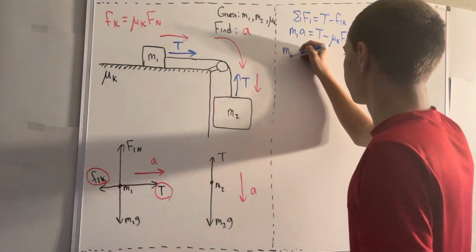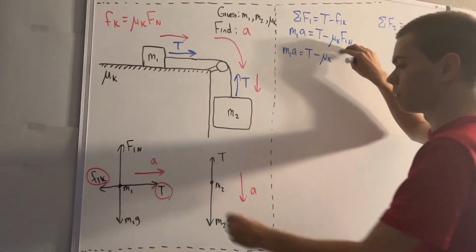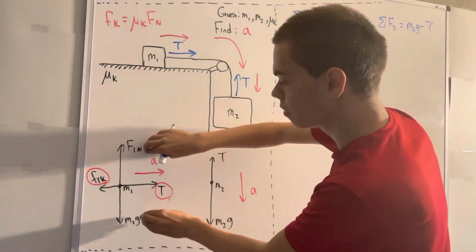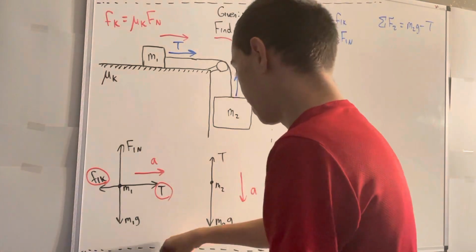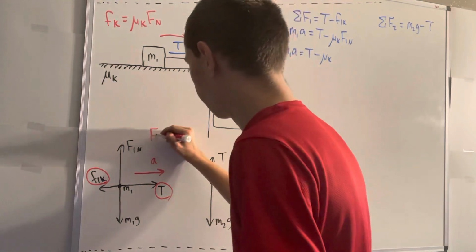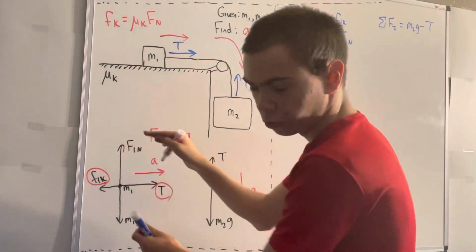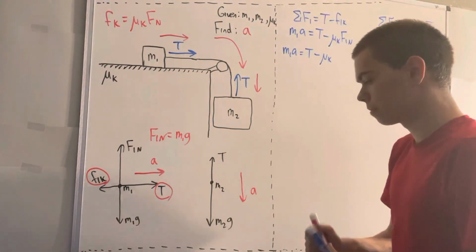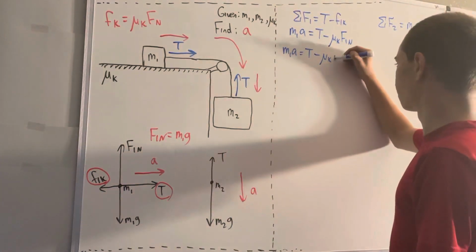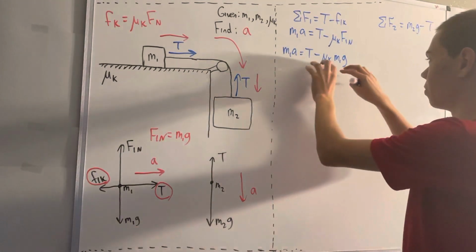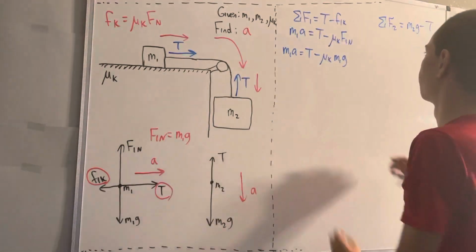We can continue writing this. We know that the normal force for block 1 and the weight cancel out, so F1N is equal to M1G, because there's no movement in the vertical direction. That's what we're going to replace it with. So really, F1N is M1G, and this is as far as we can go with this net force equation.